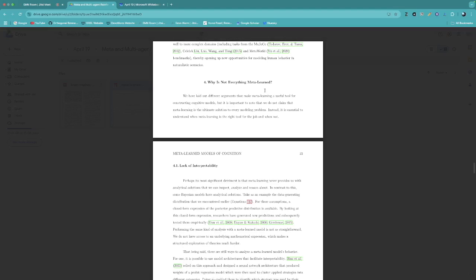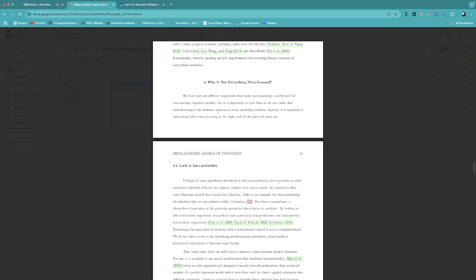So meta learning, of course, is a useful tool for constructing cognitive models, but it's important to note that we do not claim that meta learning is the ultimate solution to every modeling problem. Instead, it is essential to understand when meta learning is the right tool for the job and when it is not. So they give some examples of why it's not always the best way to implement a learning system. The first is lack of interpretability. The most significant detriment is that meta learning never provides us with analytical solutions that we can inspect, analyze, and reason about.